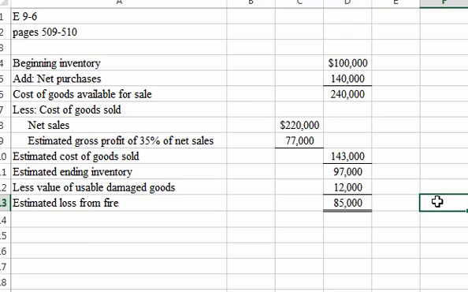Probably just another example of why a perpetual inventory system is better. Although if you didn't have those records backed up somewhere off property, fire could have destroyed those as well. But I think after working this one, you shouldn't have any problem with exercise 9.6 on the Connect Plus site.